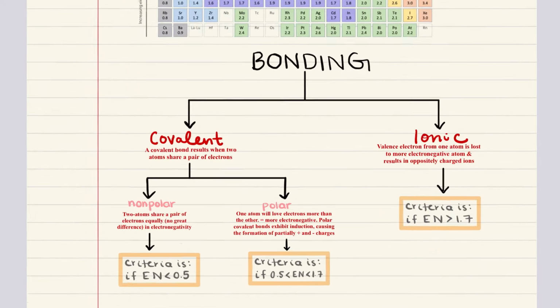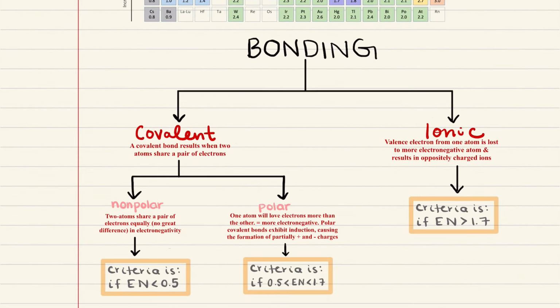Now we can depend on our flowchart for bonding to figure out what that difference in electronegativity tells us about this carbon-oxygen bond. So let me remind you really quickly, a covalent bond results when two atoms share a pair of electrons. And you can have two subgroups of covalent bonding. You can have nonpolar covalent bonding, where this pair of electrons is shared equally between two atoms, or you can have polar covalent bonding where that pair of electrons is not shared equally. On the other hand, we also have ionic bonding. This is when the valence electron from one atom is lost to the more electronegative atom. And for each of these classifications, we have listed the criteria for electronegativity difference.